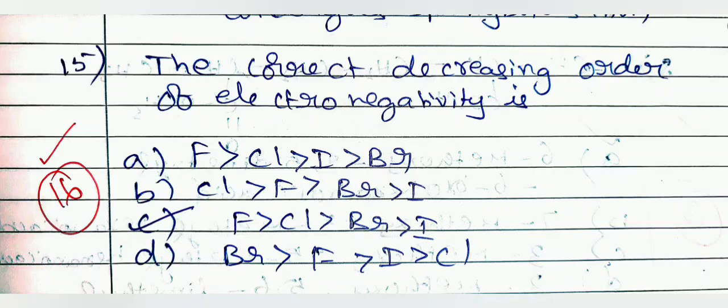Next one, easy question from halogens. They are asking for the decreasing order of electronegativity, and we know from top to bottom in a group the electronegativity decreases. So option is 3.